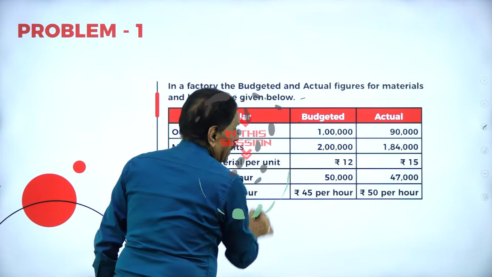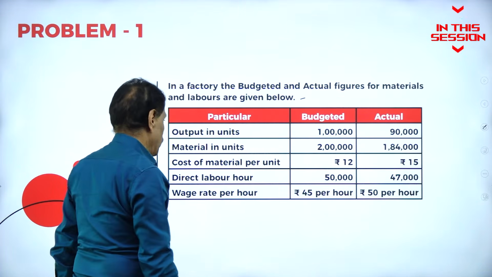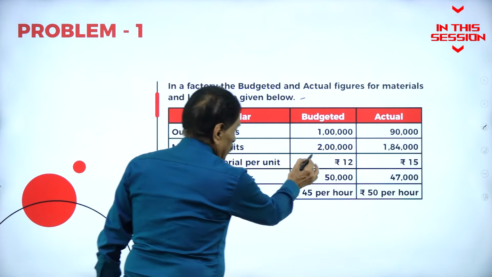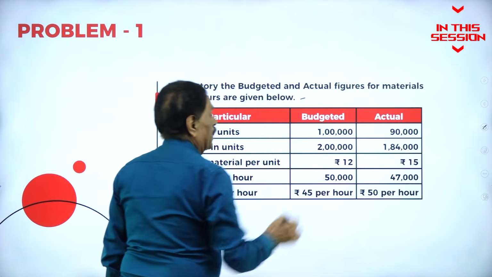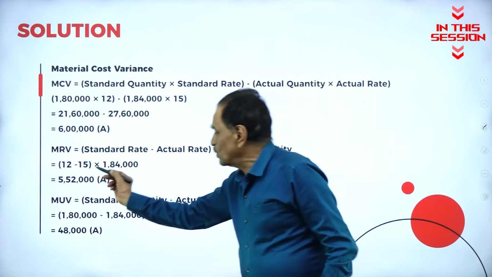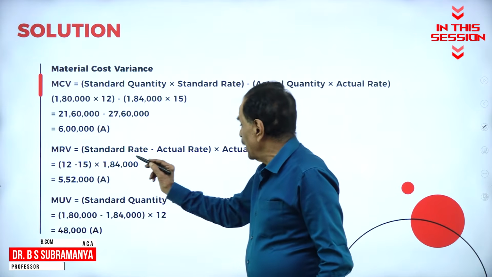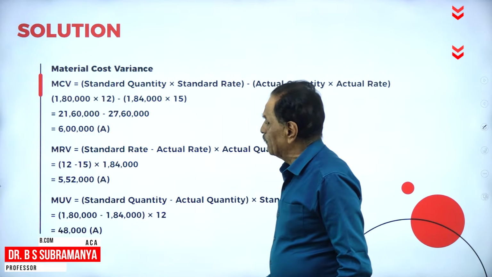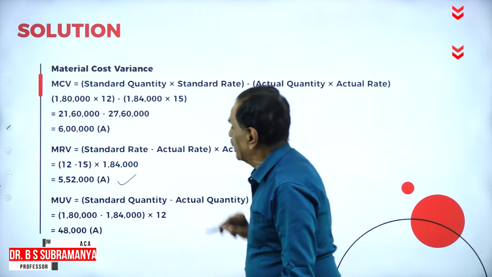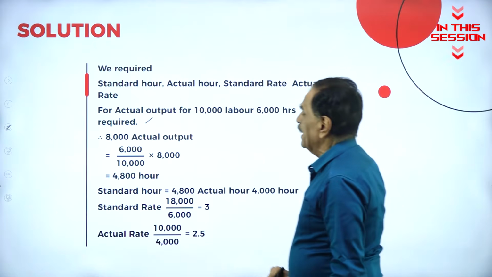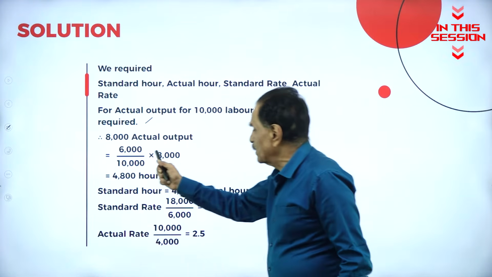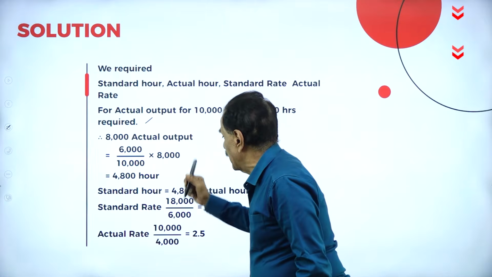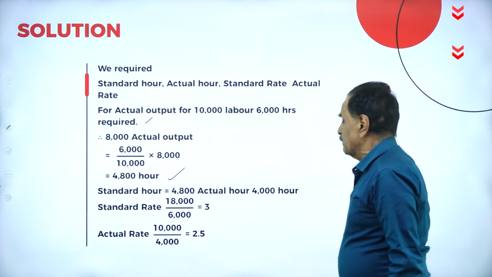Output in units 1 lakh, actually is 90,000. Material units is 2 lakh, actually is 1 lakh 84,000. What is the standard rate? 12. What's our actual rate? 15 into 1 lakh 84. Once again, it is 5 lakh 50,000 is adverse. For 8,000 actual output, 6,000 divided with 10,000 into 8,000, 4,800 hours actual hour.